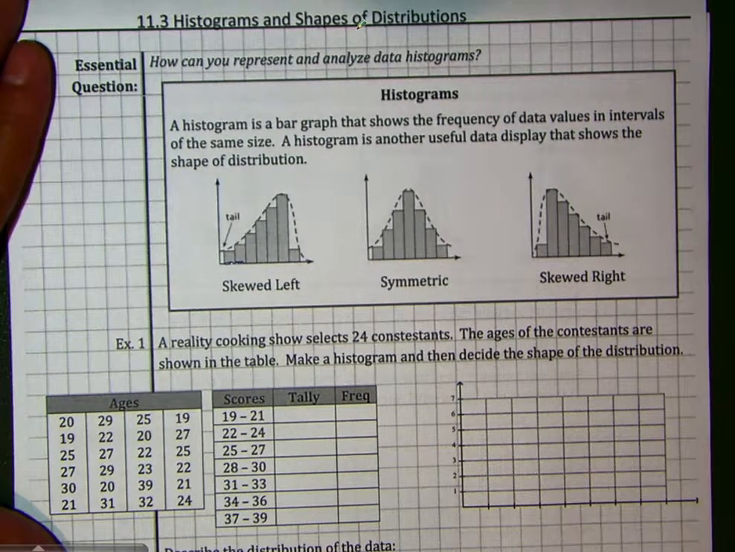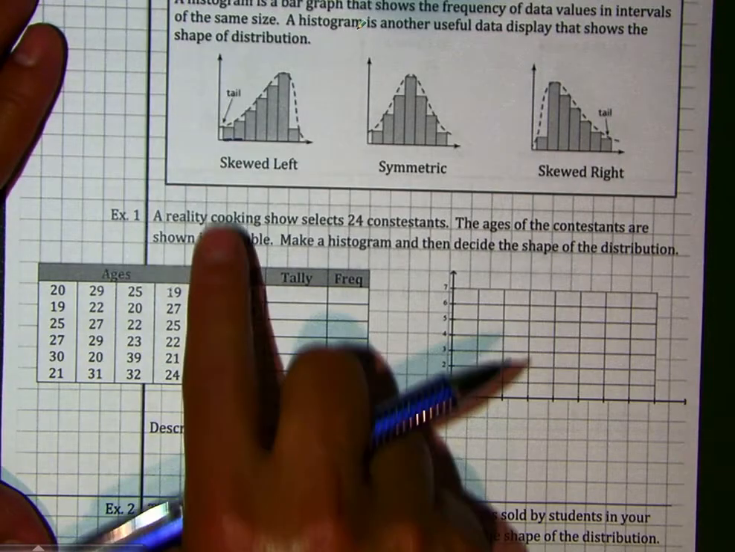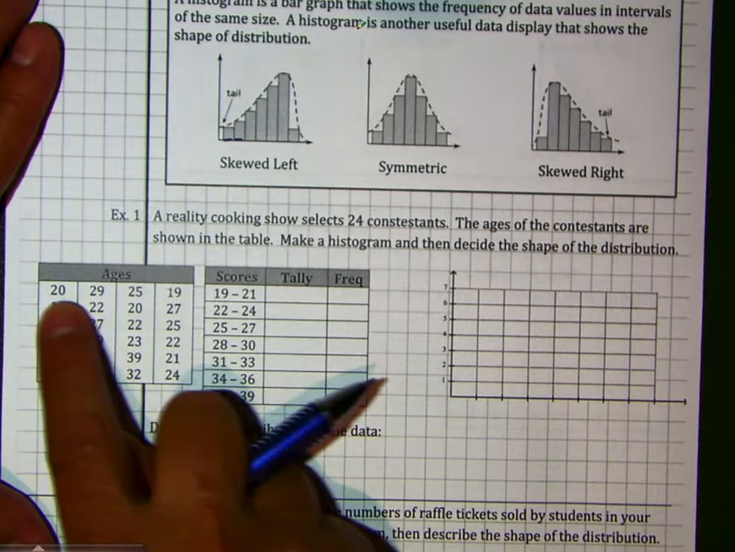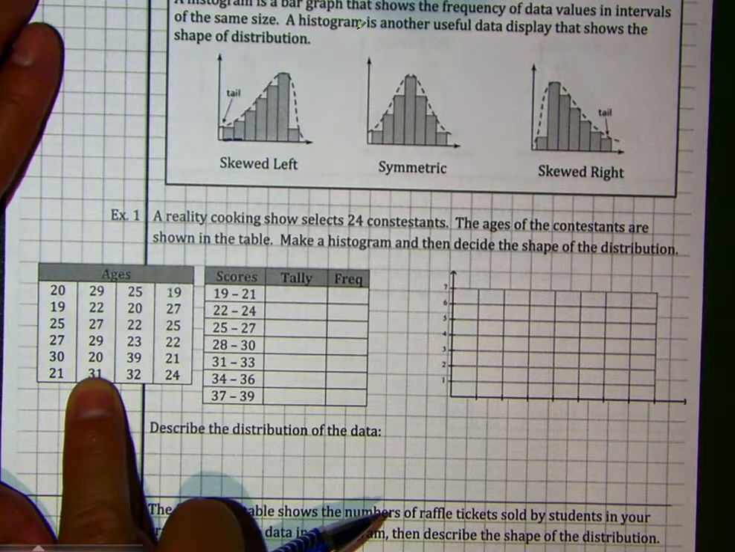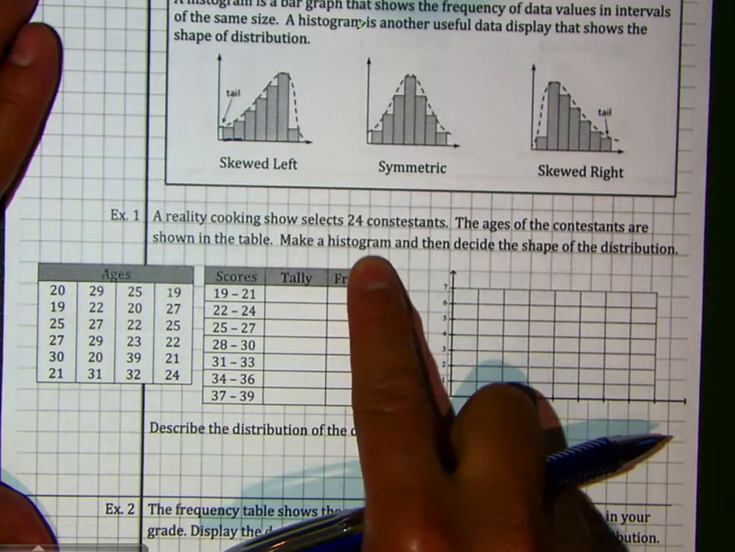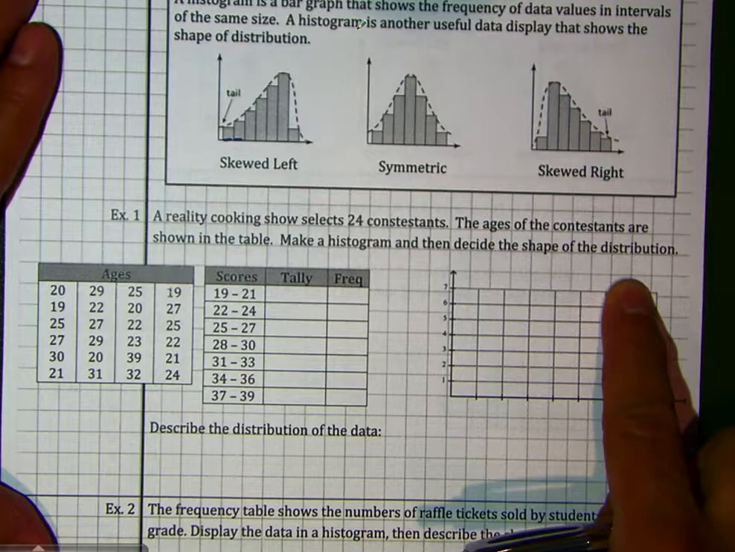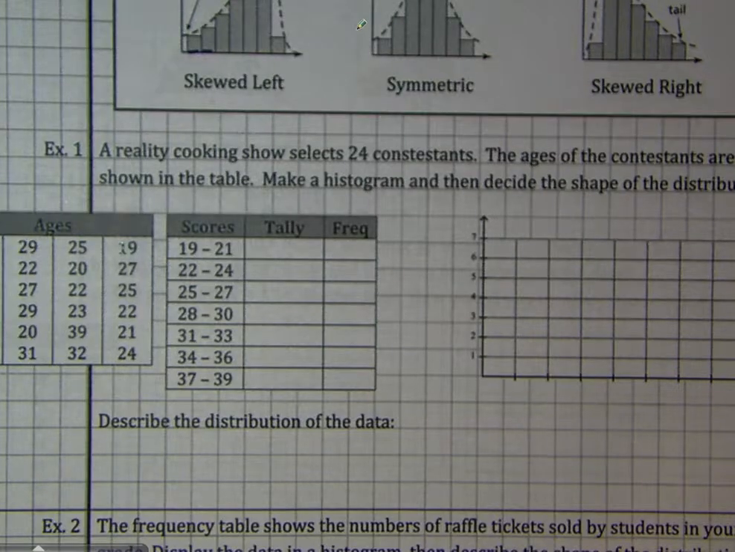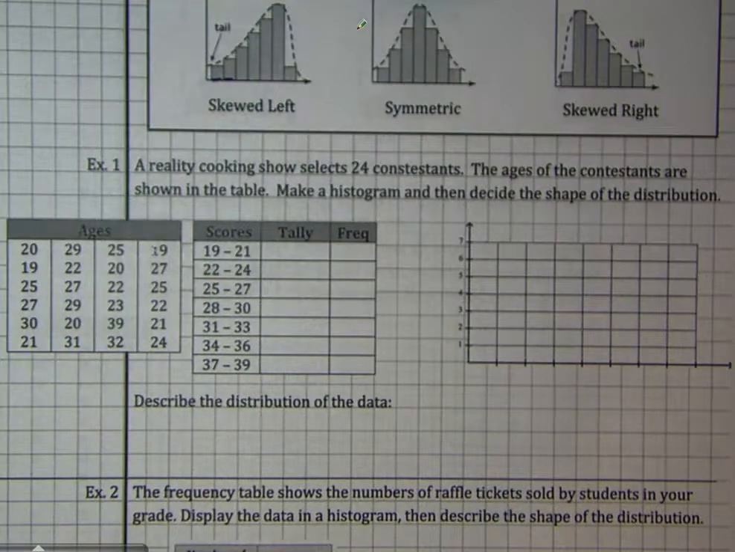So let's go through example number one. A reality cooking show selects 24 contestants. So we have 4 times 6, a total of 24. The ages of the contestants are shown in the table. Make a histogram and then decide the shape of the distribution. So let's go through the process of creating a histogram.